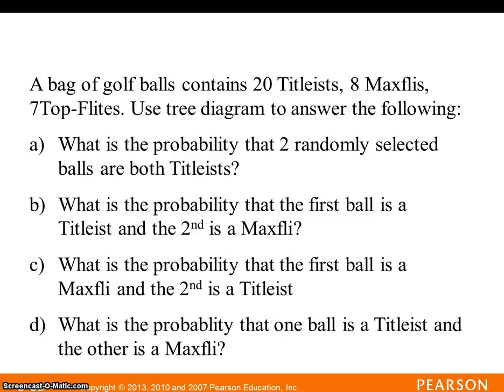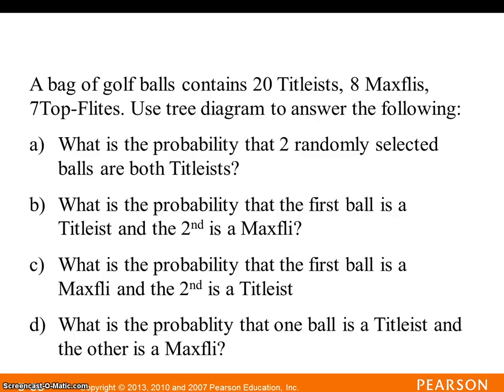Let's look at another example here. So let's say that you have a bag of golf balls that contains 20 Titleists, 18 Max Flies, and 7 Top Flites. Use a tree diagram to answer the following questions. I'm not going to require that you use tree diagrams, but they might help you organize the information. What is the probability that 2 randomly selected balls are Titleists?